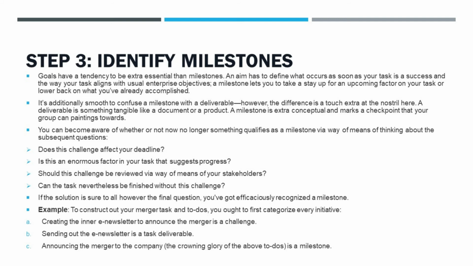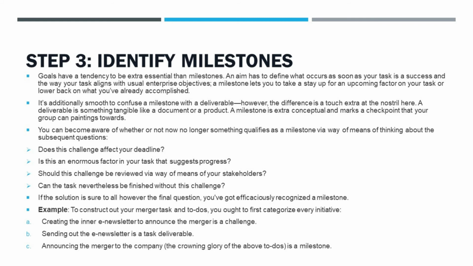A deliverable is something tangible like a document or a product. A milestone is more conceptual and marks a checkpoint that your team can work things towards. You can identify whether or not something qualifies as a milestone by considering the following questions. Does this task affect your deadline? Is this a big point in your project that shows progress? Should this task be reviewed by your stakeholders? Can the project still be finished without this task?